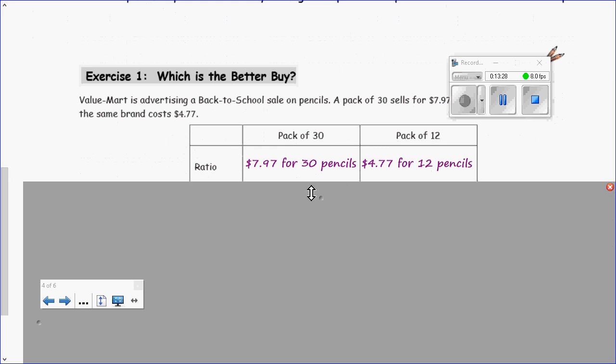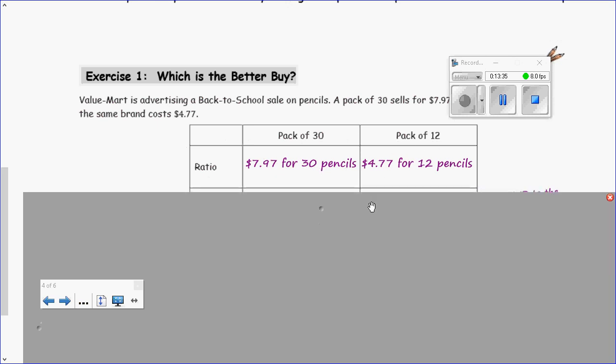Okay, if you see here that the pack of 30 is $7.97 for 30 pencils, and the pack of 12 is $4.77 for 12 pencils. We're going to go ahead and divide those, in the order that they're in. When we're finding rates or unit rates, we're going to do price divided by quantity. You have to divide in that order. When you divided, you probably got something long with decimals. Pause this and try this on your own.